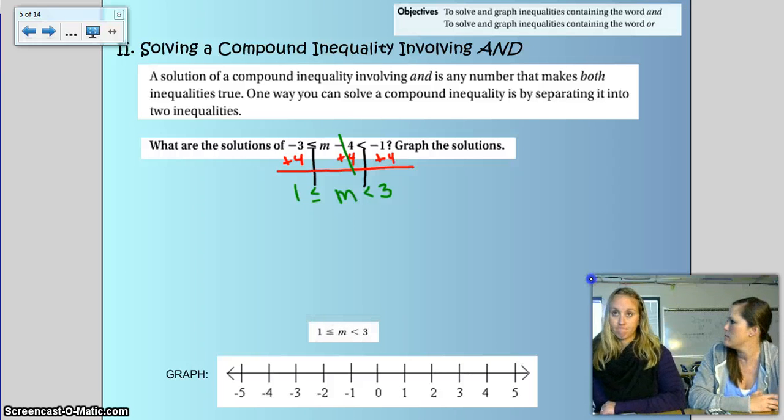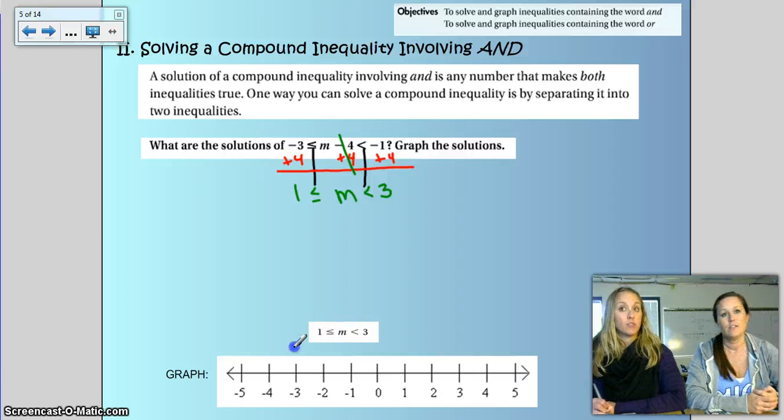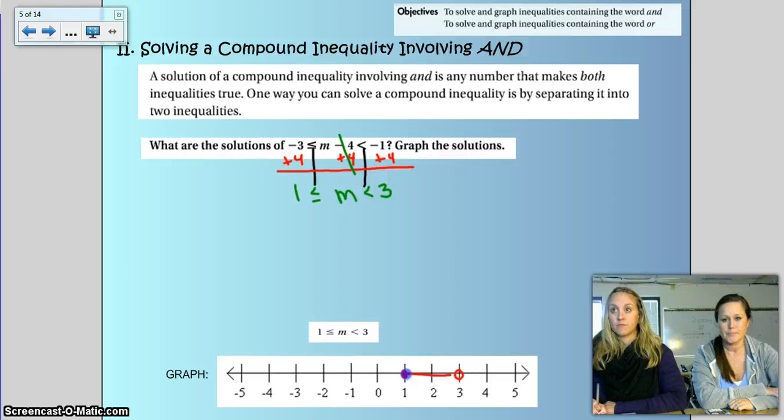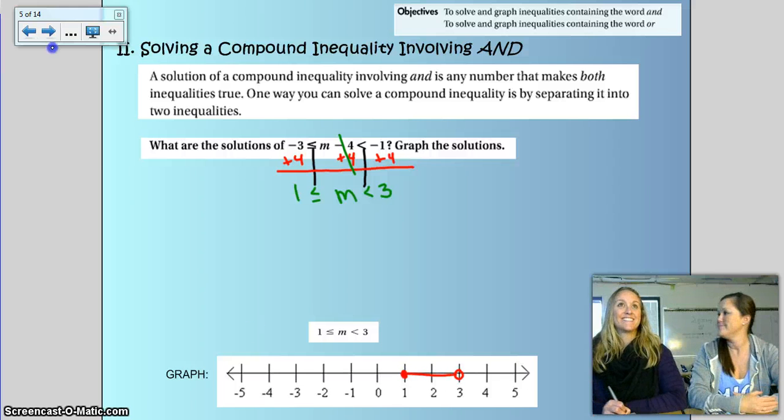Well, I know what it is. 2. Well, it could be 1 though. Oh, it could be 1, included. So then we're going to do a closed circle at 1, open circle at 3, color it in between. There you go. It's pretty.